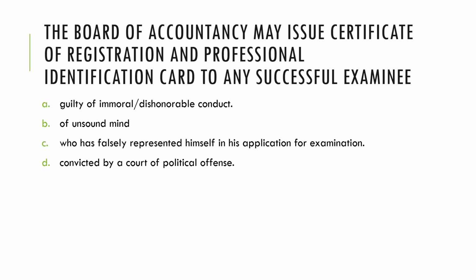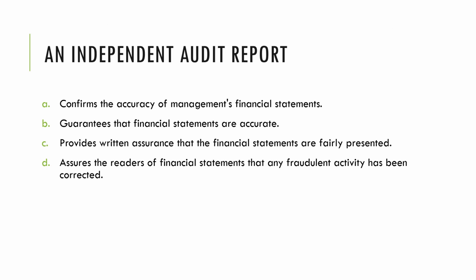To this, we do recall the reasons for either withholding or refusing to issue the certificate of registration, or revoking the said certificate of registration, we go by the mnemonic ICU. In the case of immoral and dishonorable conduct, letter I. Letter C is for crimes involving moral turpitude. Letter U, of course, is unsound mind. So the one that is not included is letter D. Conviction of a political offense is not considered a disqualification from the license. So the answer to this is delta.